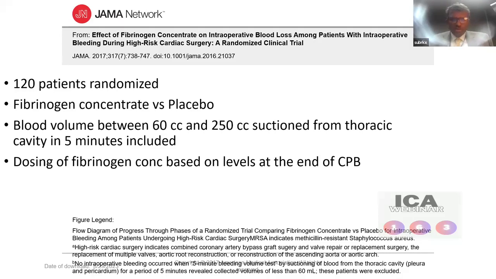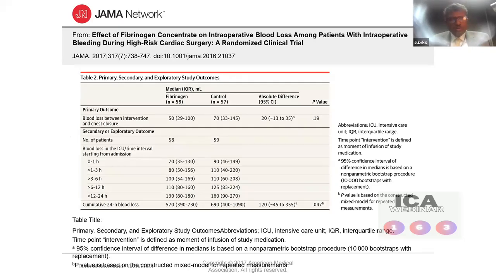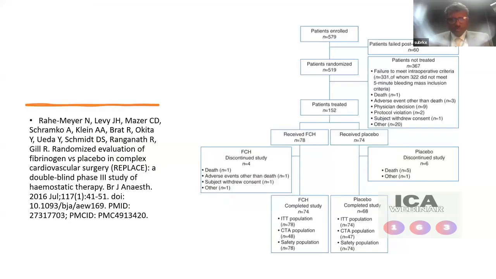Dosing of fibrinogen concentrate is based on the fibrinogen level at the end of cardiopulmonary bypass. So this is what came out. The cumulative 24-hour blood loss was around 120 cc higher in control patients, statistically significant, but clinically not relevant. According to them, in this study, fibrinogen concentrate compared to placebo did not reduce intraoperative blood loss in high-risk cardiac surgery. So this is basically a negative study with respect to placebo.